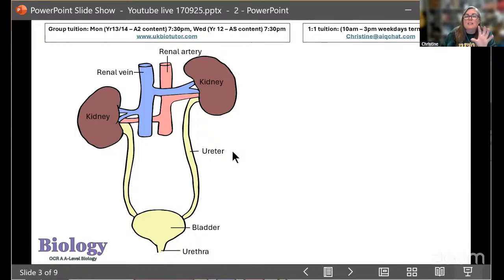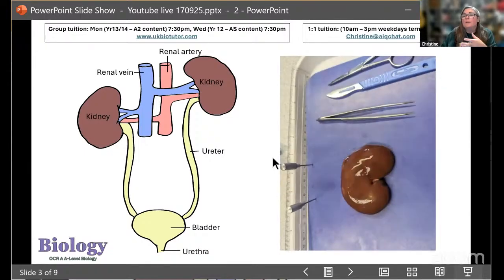So yeah, that's the important thing about the kidneys. Now you will potentially have done a dissection. So this is the kidney that my class were dissecting. And when you dissect the kidney, it's really, really cool to do, but at the same time, it's so soft and slippery.